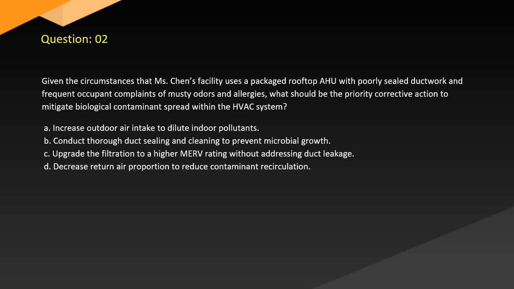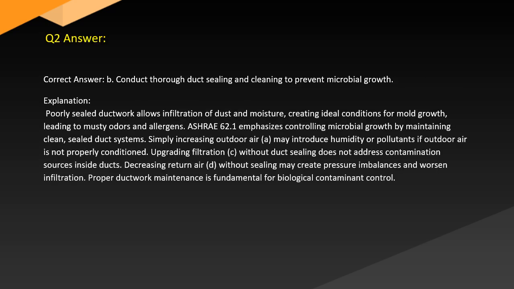B. Conduct thorough duct sealing and cleaning to prevent microbial growth. C. Upgrade the filtration to a higher MERV rating without addressing duct leakage. D. Decrease return air proportion to reduce contaminant recirculation. Answer. Correct answer: B. Conduct thorough duct sealing and cleaning to prevent microbial growth.